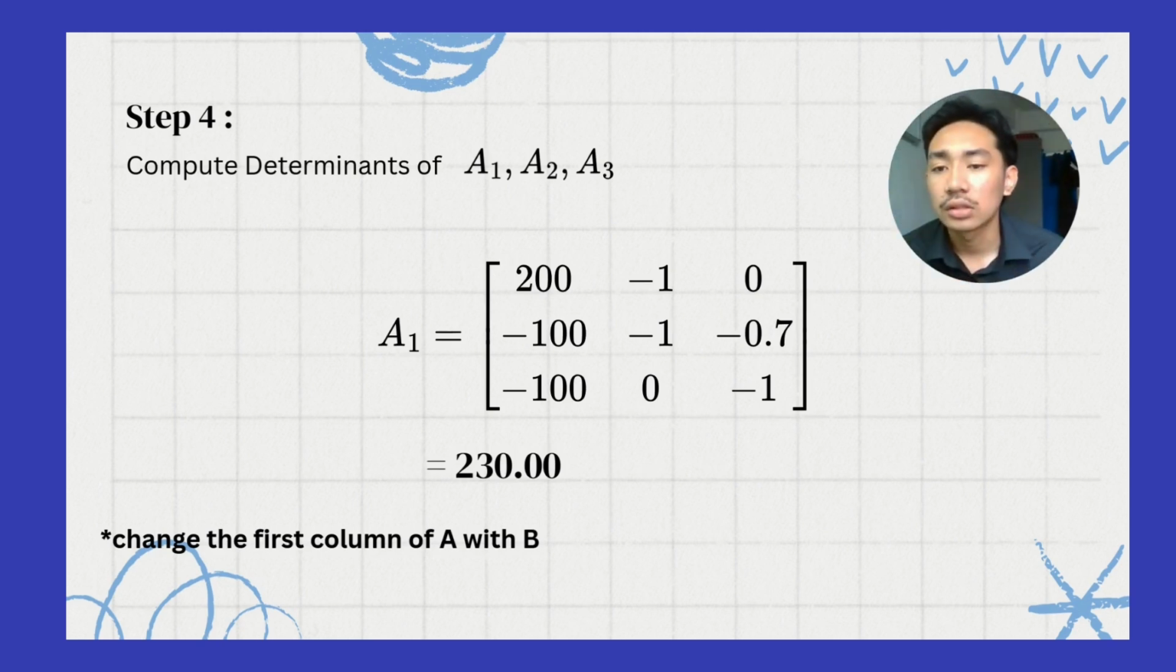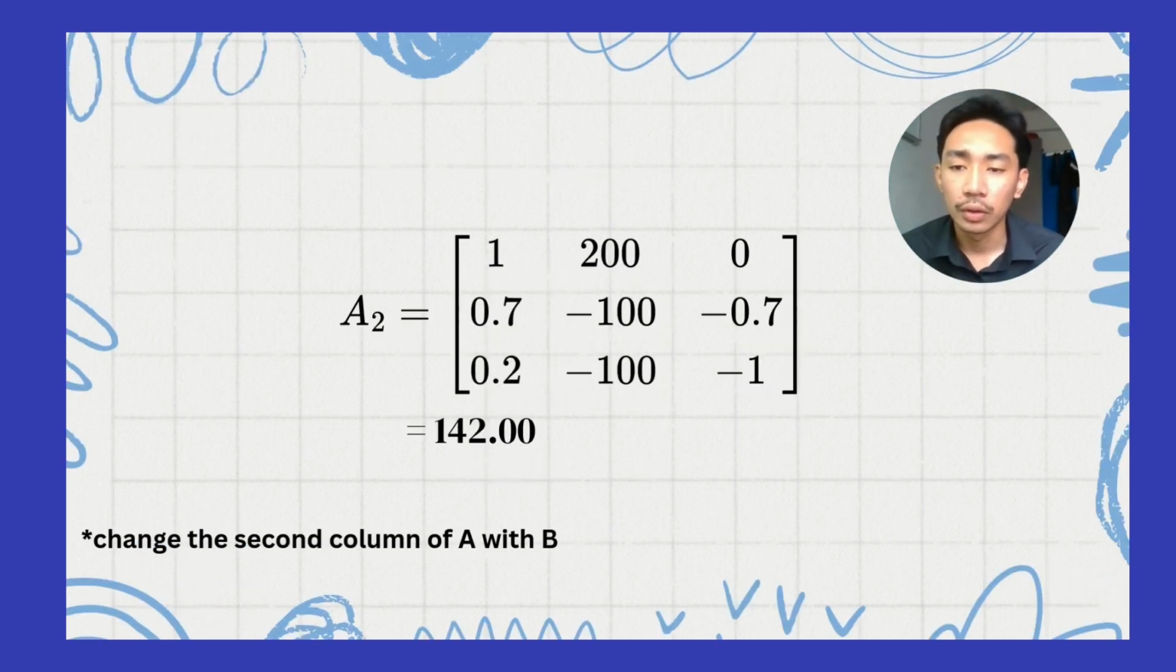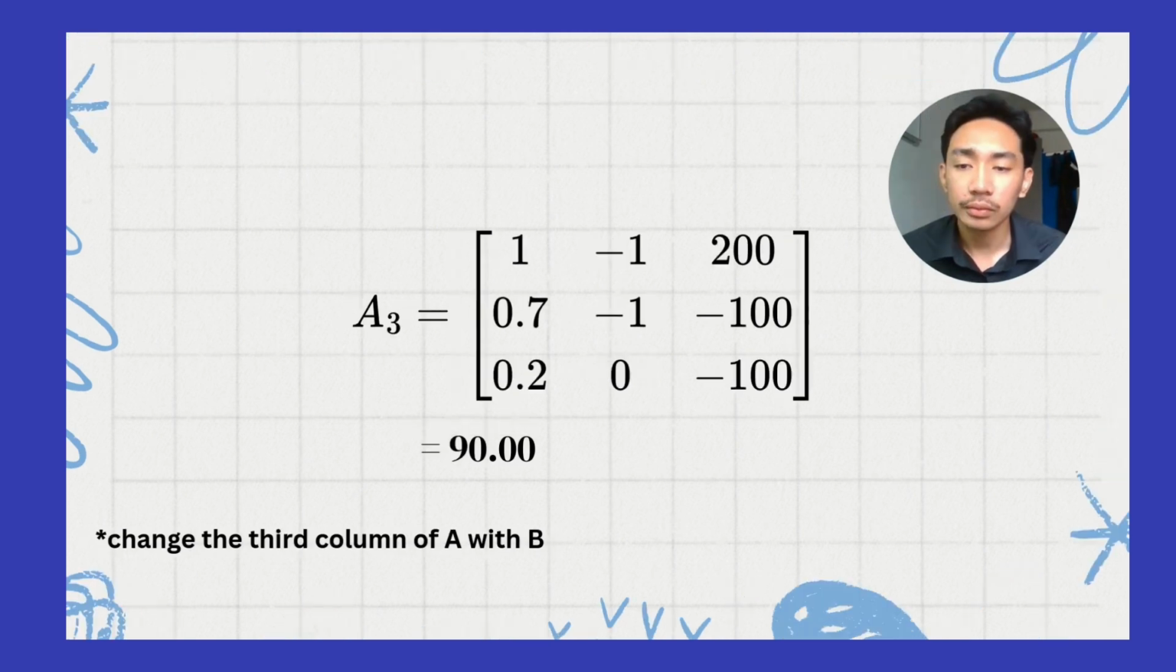Next, for determinant of A2, we need to replace the second column of matrix A with constant matrix B, and we get the answer 142.00. Lastly, for determinant A3, we replace the last column of matrix A with constant matrix B, and we get the answer 90.00.